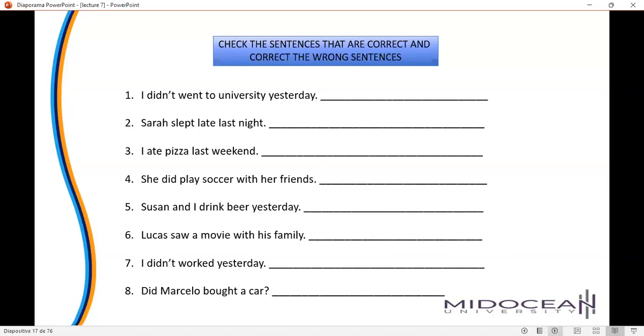Excellent. Okay, excellent answer. Okay, let's check now here. I didn't go to university yesterday. Example number 2, someone else. The example number 2 is correct. Okay, let's check. Correct. Good. Let's continue. 3.